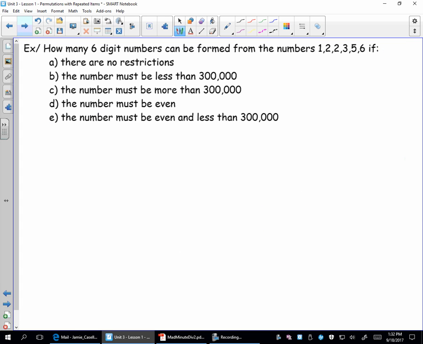Okay, we'll try some other trickier ones. Things we've seen before, but with a little twist on them. So we got 6-digit numbers. How many can be formed if you have the numbers 1, 2, 2, 3, 5, and 6? In other words, there are 2 2's. What if there's no restrictions? Well, we've got 6 things, and we've got 2 2's, can't tell them apart. We've got 360 different ways.